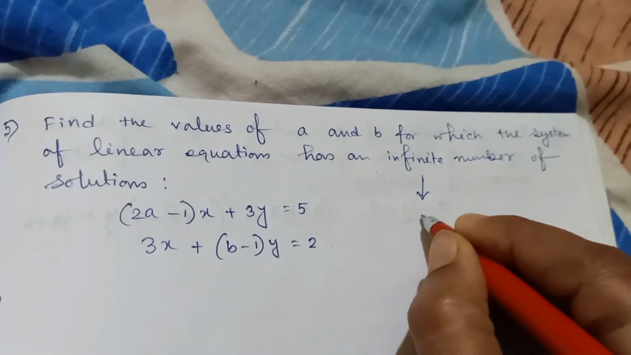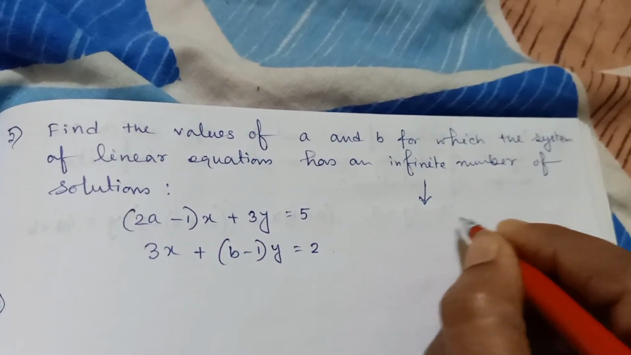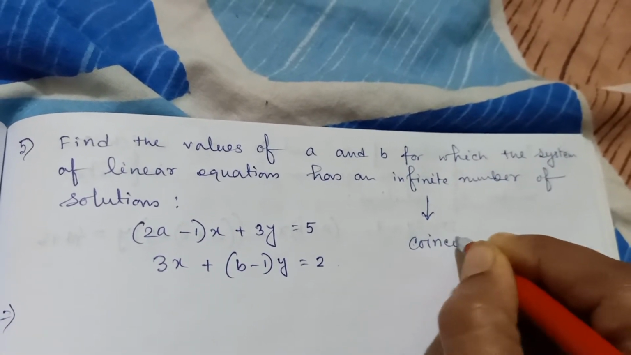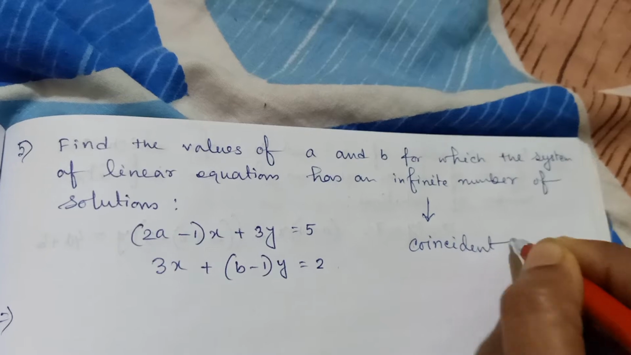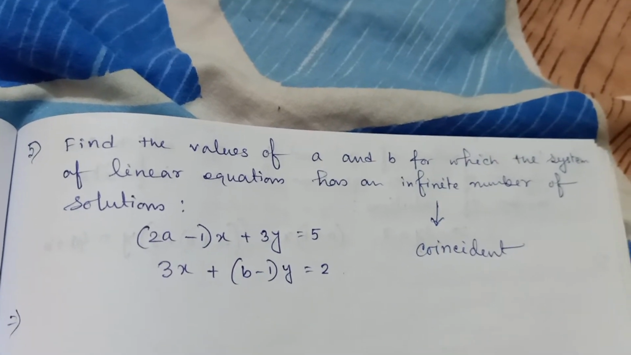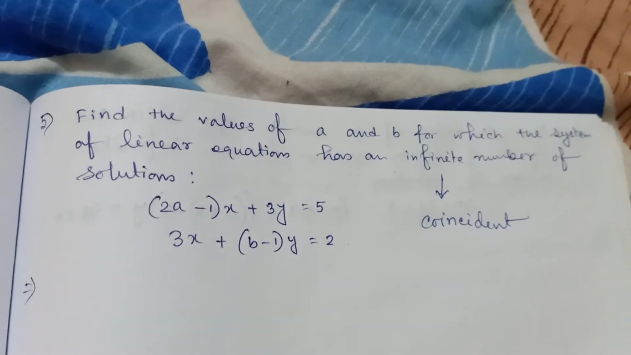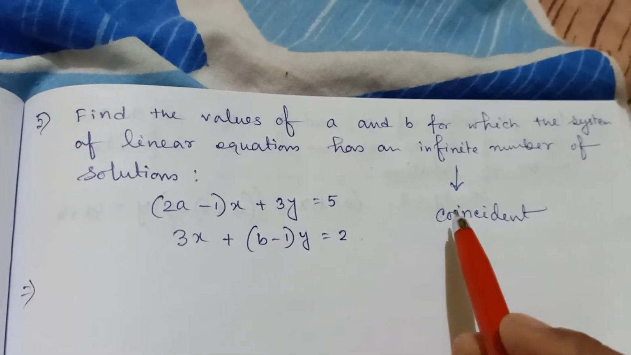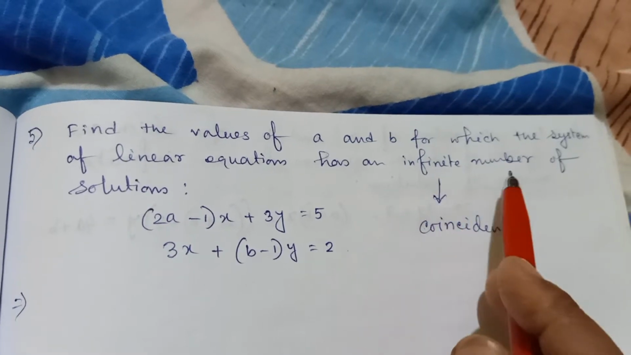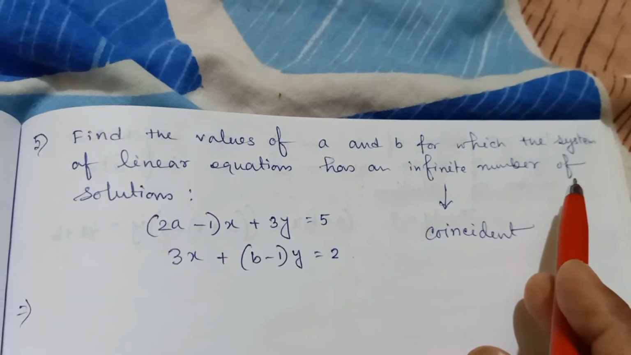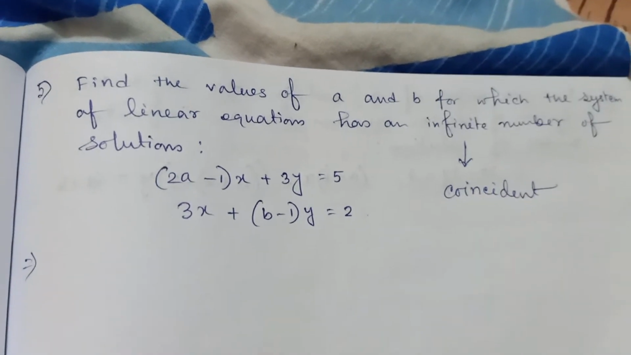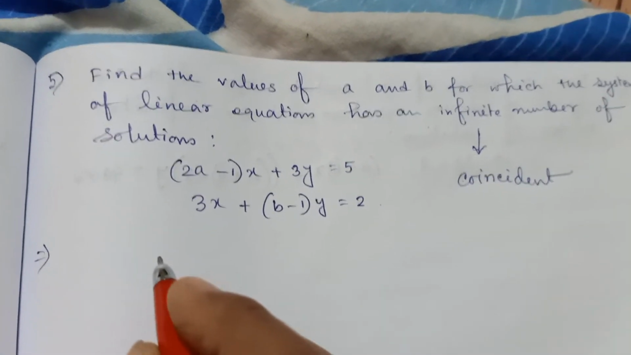Infinite number of solutions, again I'm just recalling your memory once. Infinite number of solutions means superimposed lines, coincident lines, overlapping lines, ultimately the same line. And we all know the condition for infinitely many solutions. Obviously, infinitely many solutions is one of the categories of consistency. Okay, so first start with this.